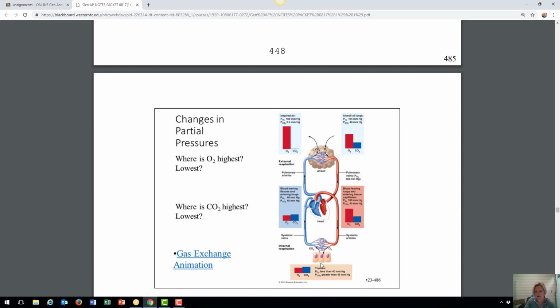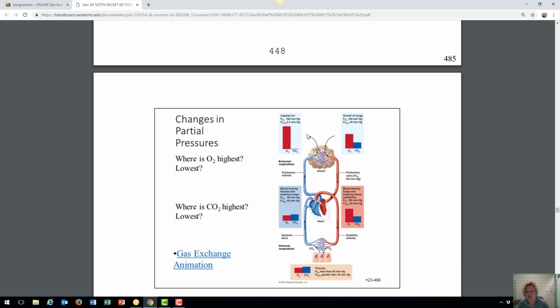And when you look at carbon dioxide, it is always highest in the tissues because that's where it's produced. So it's always going to be pushed out of the cells, from high pressure carbon dioxide to lower pressure, into the blood. And then it's going to go back to the heart to be taken up to the lungs to be diffused out. So we're going to see carbon dioxide is lowest in the alveoli, higher in the blood, again to give that push out of the blood into the lungs to be exhaled.